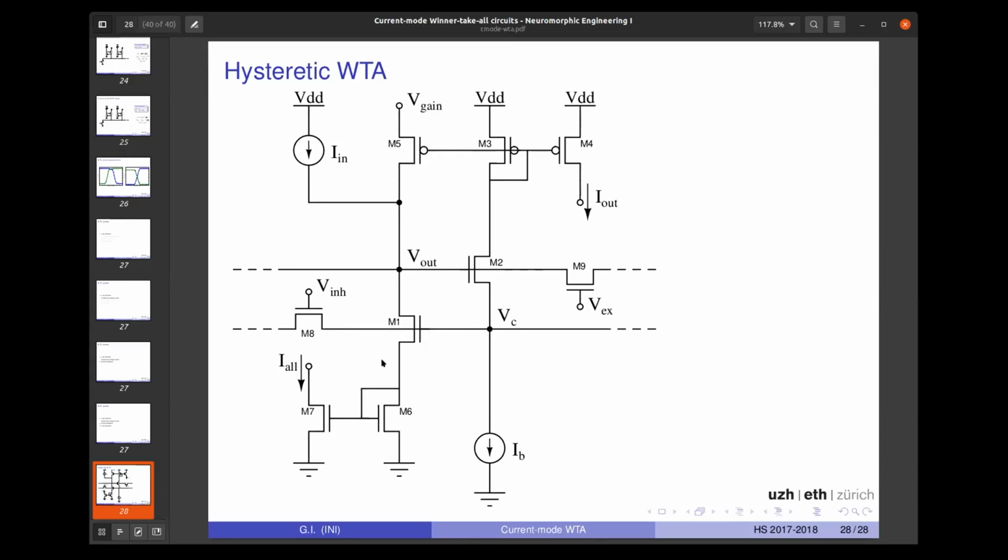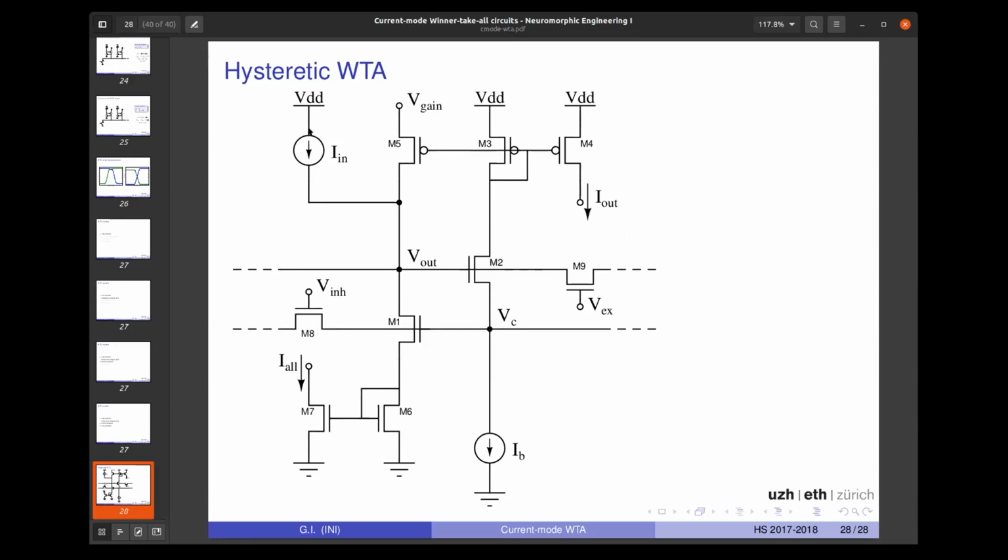You can measure the smooth input current through this diode current mirror here. So in I-all, you can actually see the input plus the contribution from the neighbors. So this is also useful to have this extra current mirror here. And finally, the last trick is to have this positive feedback here.